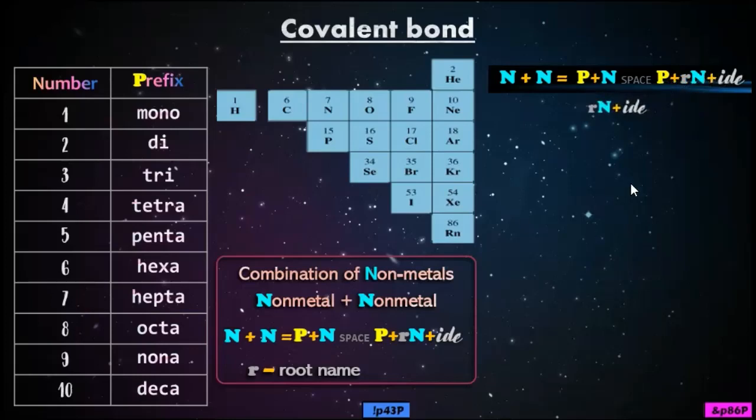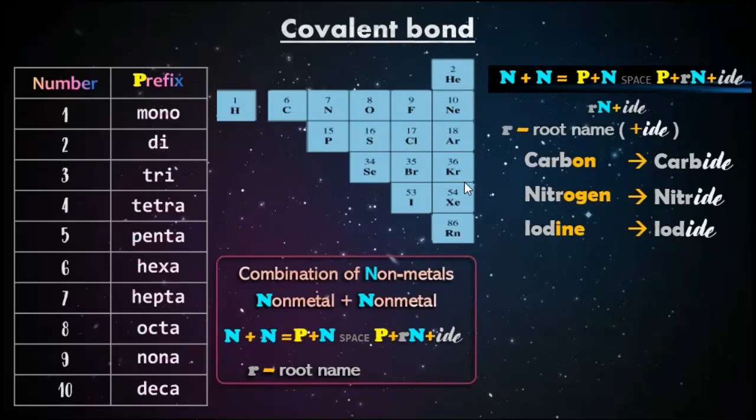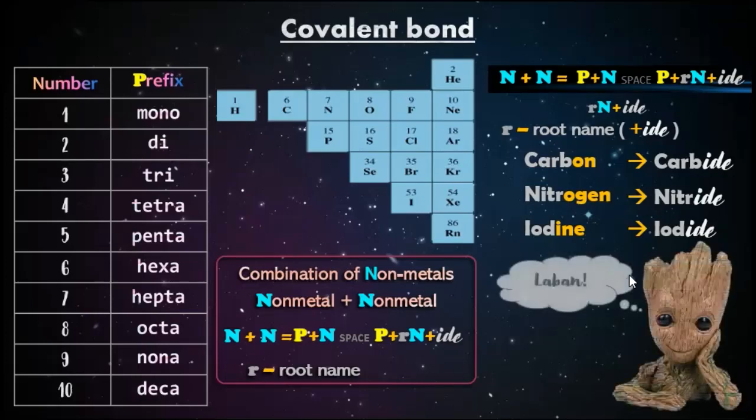We have here carbon, that's carbide. Carb is the root name. Nitrogen, nitride. Iodine, iodide. So we have here also phosphorus, phosphide, sulfide, bromide, fluoride. So those are the root name plus IDE of an element.